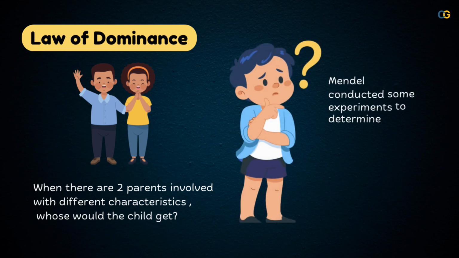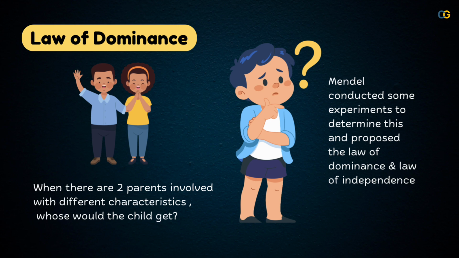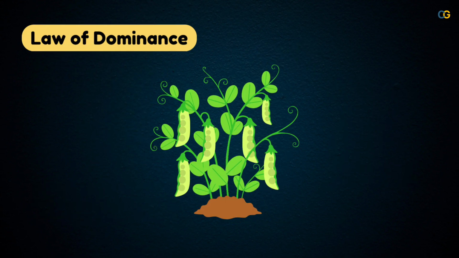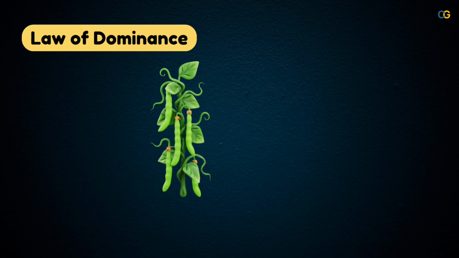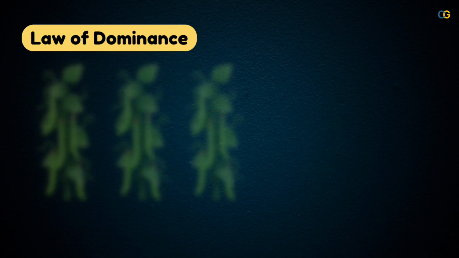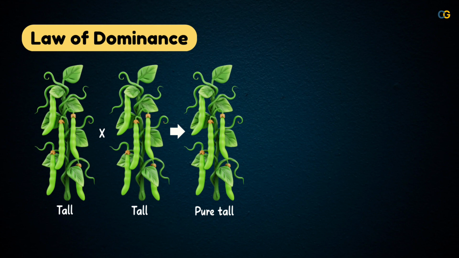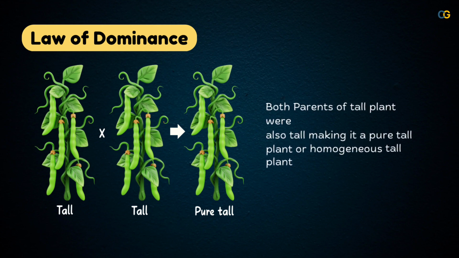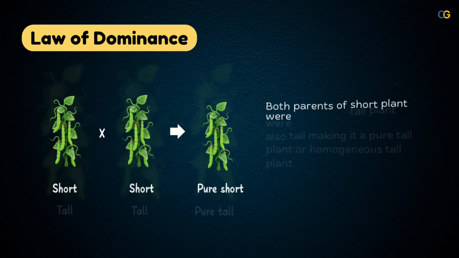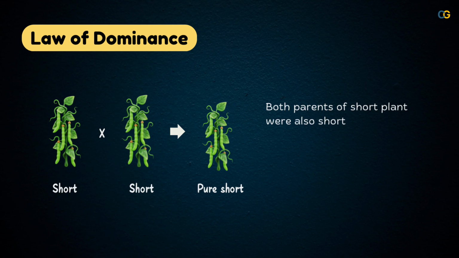Well, to prove this, Mendel, the father of genetics, conducted some experiments to determine and propose the law of dominance and law of independence. Mendel took the help of pea plants to help determine this law of inheritance. So he took one pure tall pea plant and one pure short pea plant. By pure tall, we mean that both the parents of the tall plant were also tall and the parents of the short plant were also short.